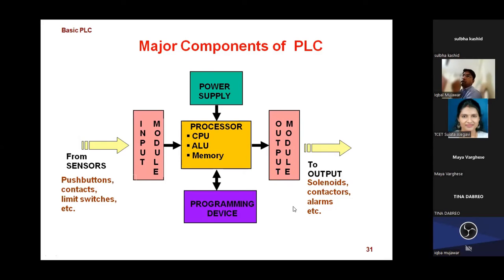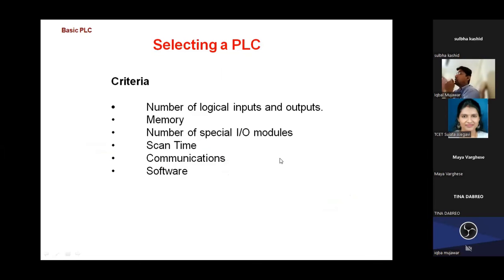If I divide the major components, there are 5 major components of a PLC: power supply, processor, programming device, input and output modules. How to select the PLC? What are the criteria to select the PLC?